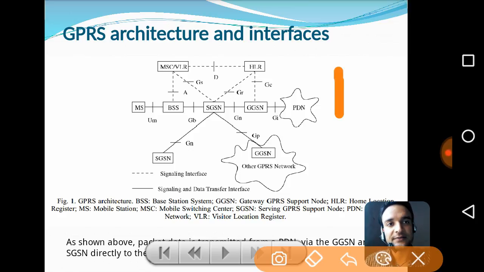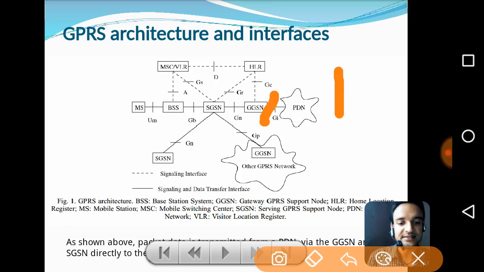It starts from the PDN. PDN is the packet data network. It is the place from where the data is coming, and that packet data needs to be forwarded to the user, that is the MS. MS stands for mobile station. So the packet data should be given to the mobile station, that is our mobile. So how does GPRS do it? The PDN is first connected to the GGSN. As you can see, the PDN is first connected to the GGSN. This is the GGSN.